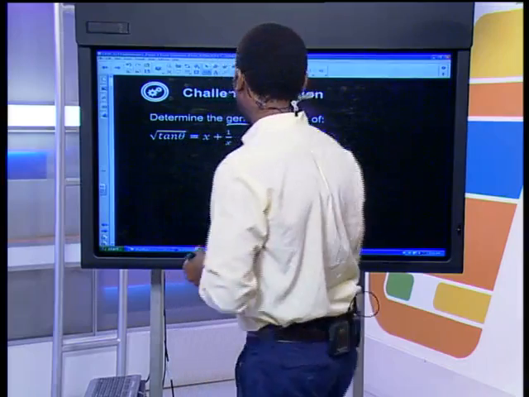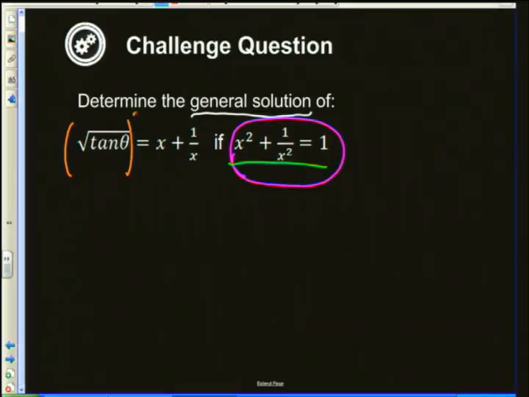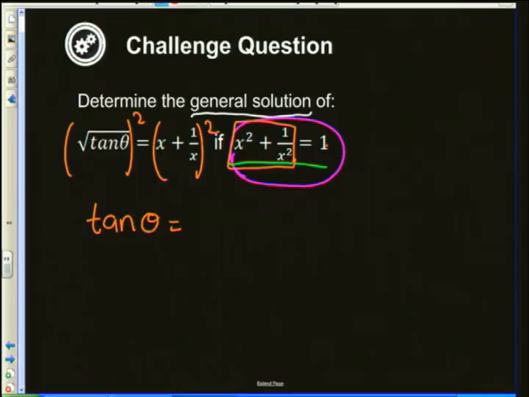So step number one is get rid of the square root sign. And how do I do that? I square both sides. So we have, let's square that, and let's square that, all right? And as soon as we see this bit, x squared plus 1 over x squared, we're going to replace it with 1. And that should get rid of our x's, and it should make our lives much easier. So let's take it away. So if I square the left-hand side, it means that tan theta is equal to the right-hand side. So it means I've got 2 of those. I'm just going to write them both out.